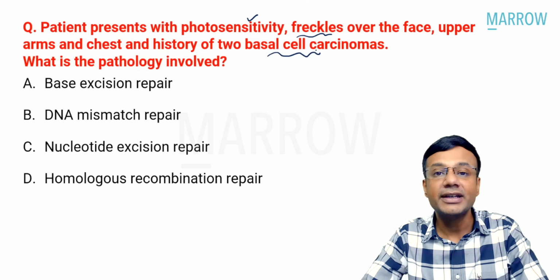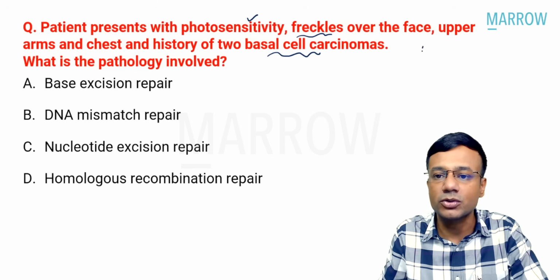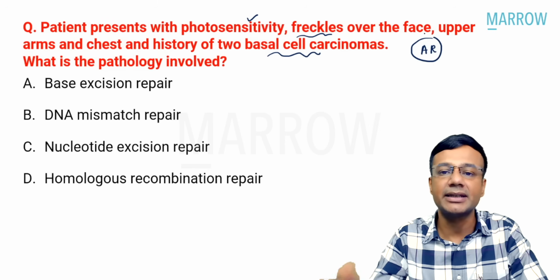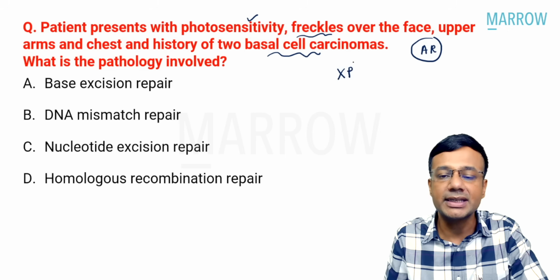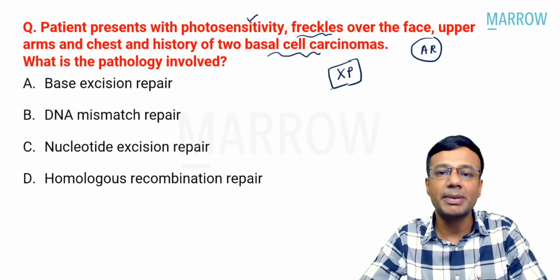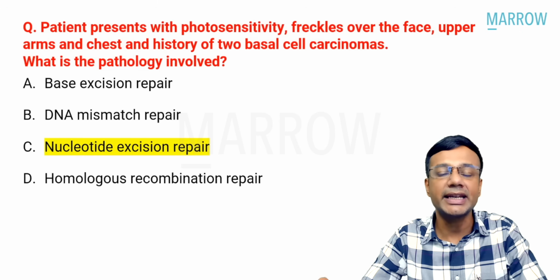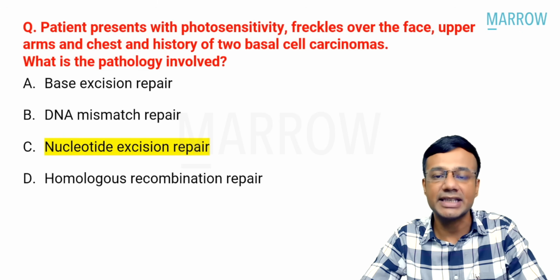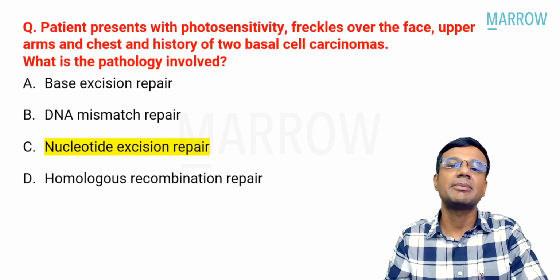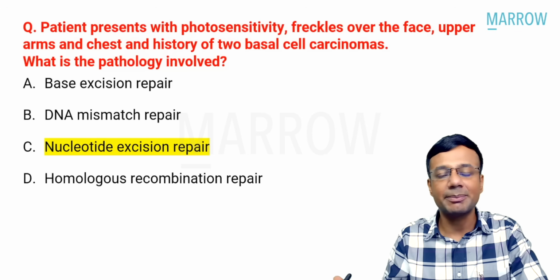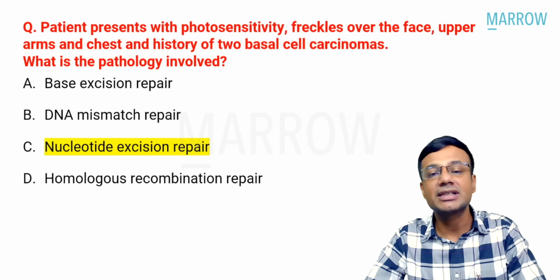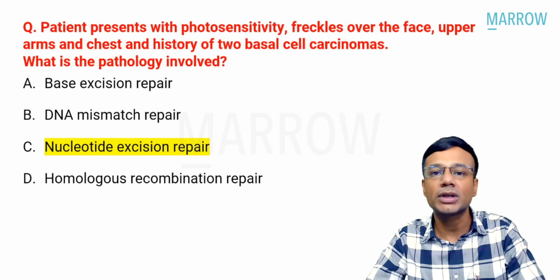That means we are discussing a condition, students, which is autosomal recessive in nature, and it has a high chance of developing skin malignancies. We are talking about xeroderma pigmentosum. So what is the pathology in xeroderma pigmentosum? It is the nucleotide excision repair mechanism which is deficient. This mechanism usually removes all the DNA damaged by sunlight. Once this repair does not happen, the damaged DNA continues in the genome, producing genomic instability and photocarcinogenesis.